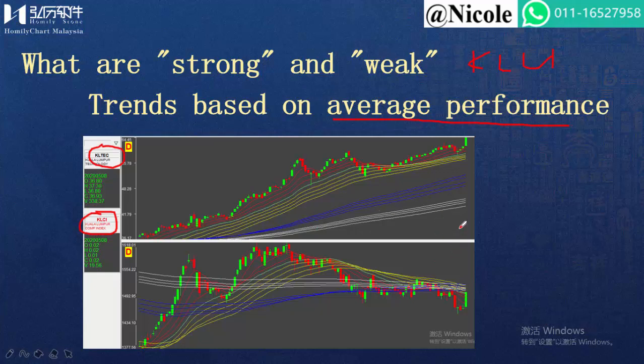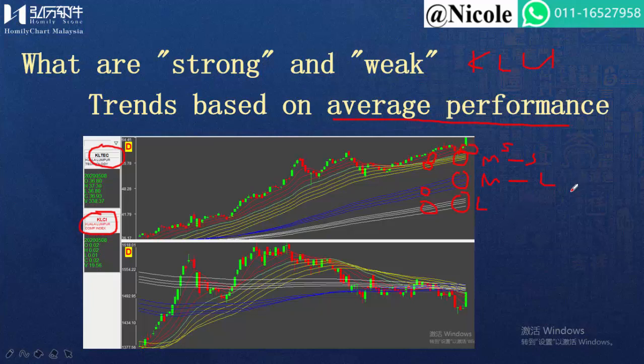We use an indicator called Homoly Rainbow. In this indicator, the white color stands for long-term market cost, the blue color stands for mid-long term, the yellow color stands for mid-short term, and the red color stands for short term. So if your share's Homoly Rainbow arranges like this, a white line at the bottom, then blue lines, then yellow lines, and then red lines, we call it a bullish arrangement.